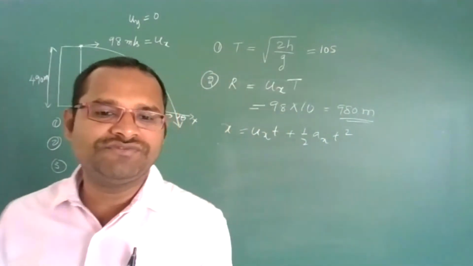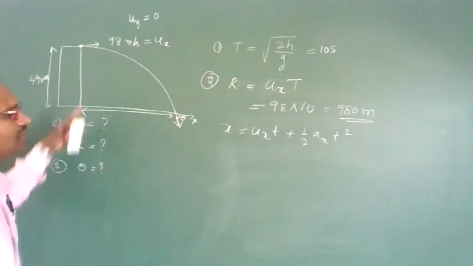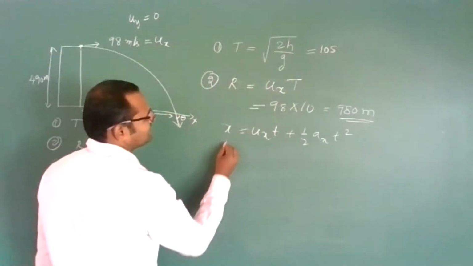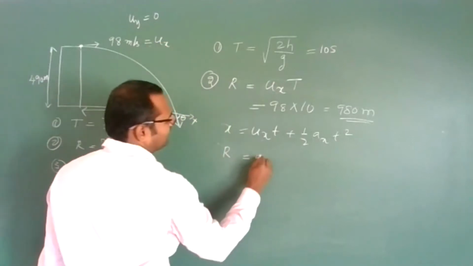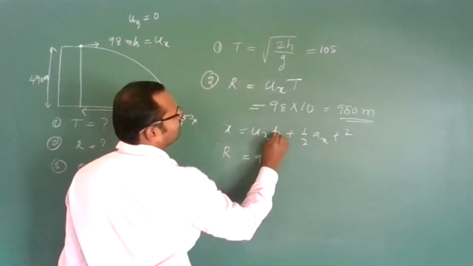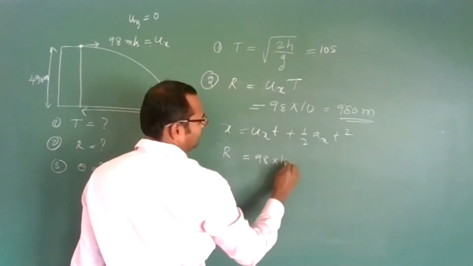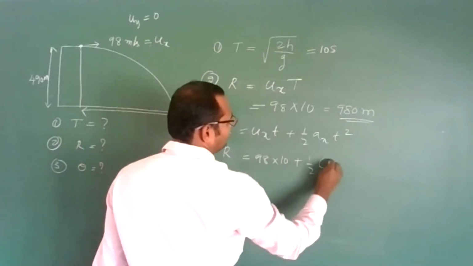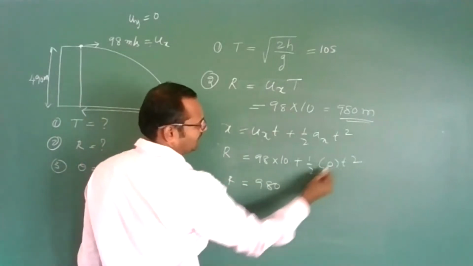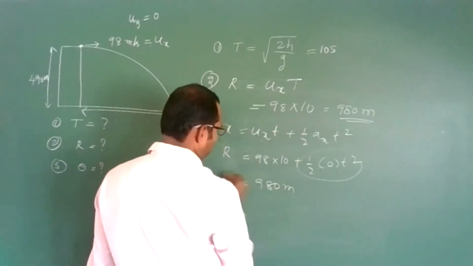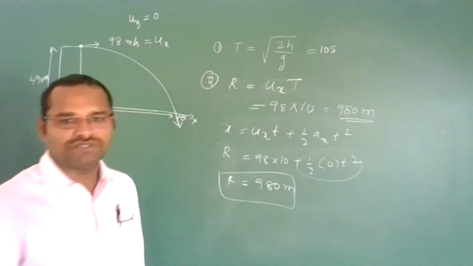Yes, root 2h by g we can use because vertically, no. So this distance x is nothing but the range, equal to u_x value, how much? Given 98, into how much time it is taking to reach the ground? Just now calculated 10, plus half into a_x value 0 into t squared. So we will get 980 meters. Both the ways you got the same answer only.